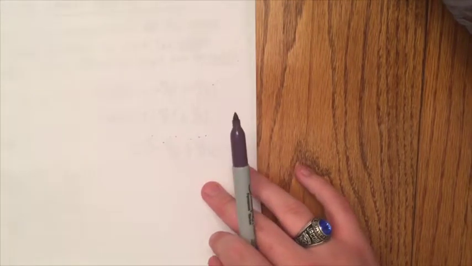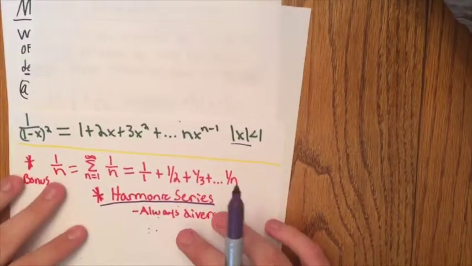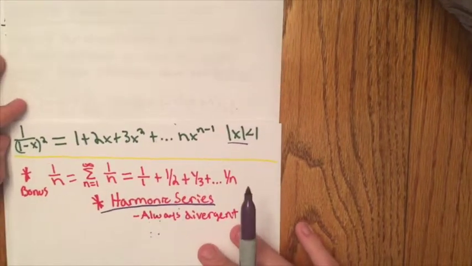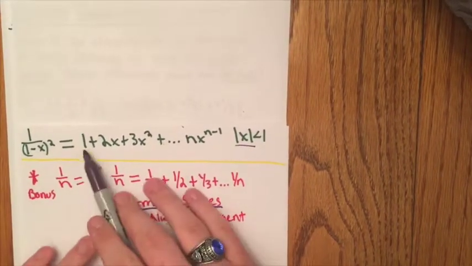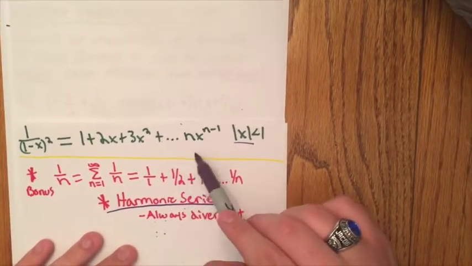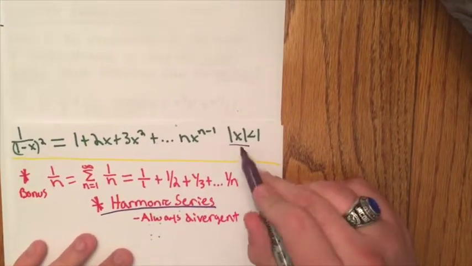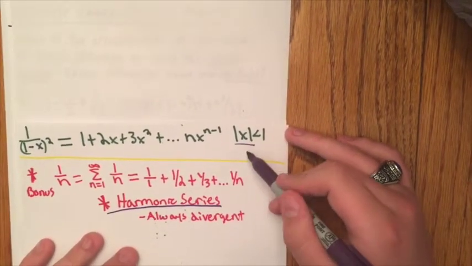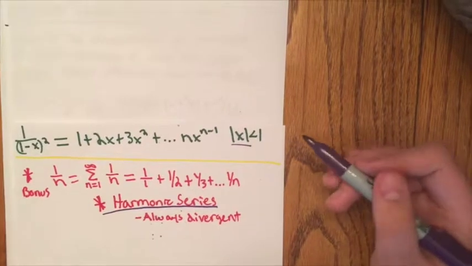On to our next series, we have 1 all over 1 minus x squared, which is equal to 1 plus 2x plus 3x squared plus, and so on, nx to the n minus 1. And this one is a geometric series as well, so it has an interval of convergence of the magnitude of x is less than 1.